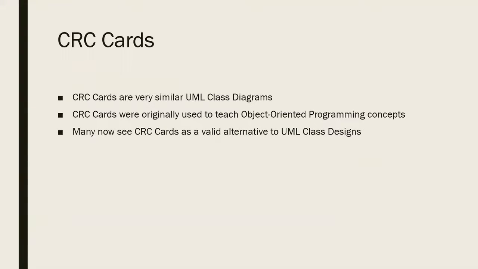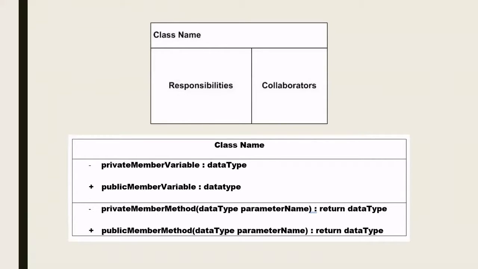So CRC cards, as mentioned before, are very similar to UML class diagrams. In fact, CRC cards were originally used to teach object-oriented programming concepts to students before UML class diagrams were introduced as a design method to the students. But because of their versatility and ease of use, many see CRC cards as a valid alternative to UML class designs. So a quick contrasting comparison, we have UML design at the bottom and a CRC card at the top.